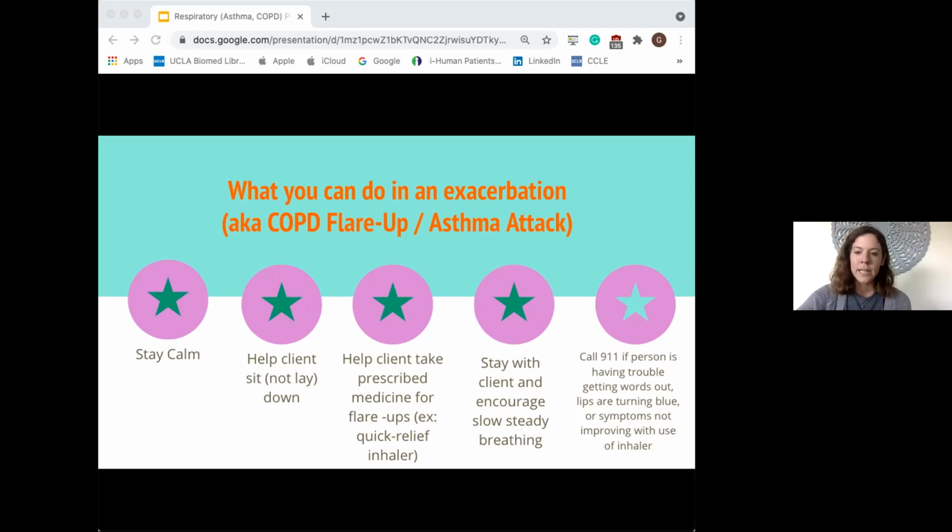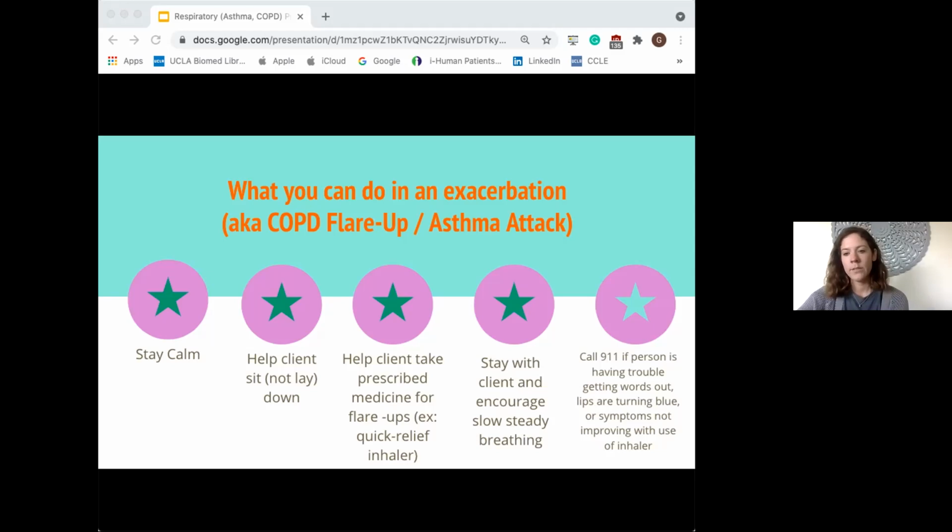Also help the client take their prescribed medication for flare-ups, like a quick relief or rescue inhaler. Maybe you can just grab it for them from the cabinet or from their bag, or just see if you can help them with that. And then in a couple slides, I'll be going over how to use an inhaler. Stay with the client, encouraging slow, steady breathing. I'll also go over a technique that you can use for that.